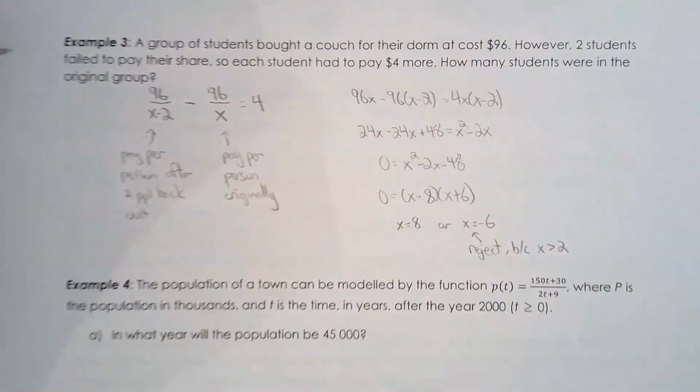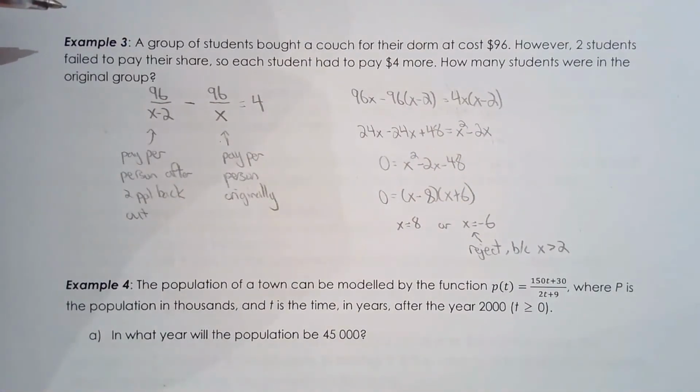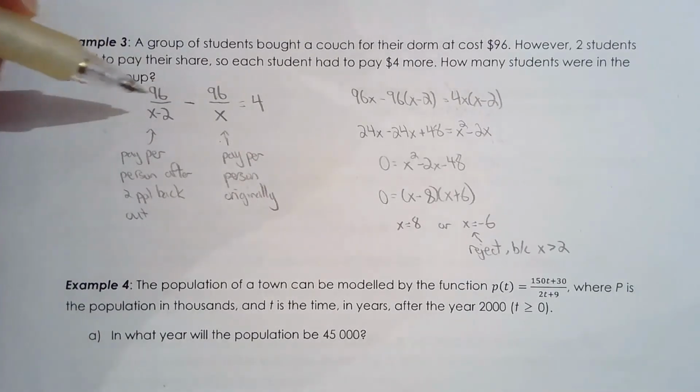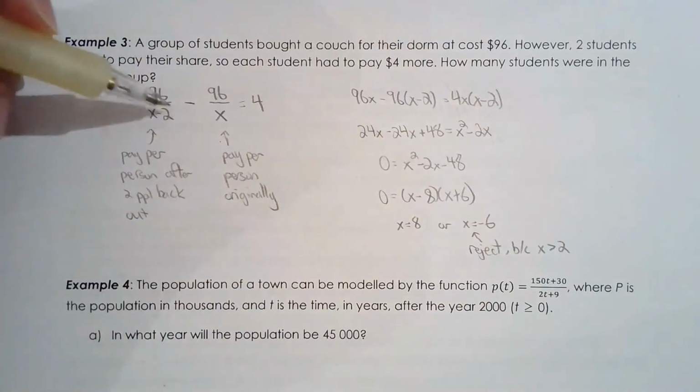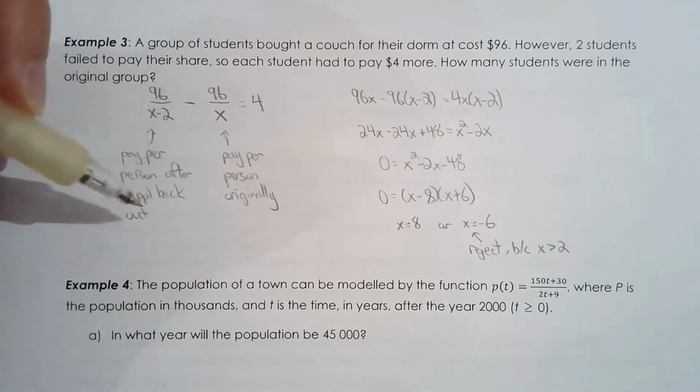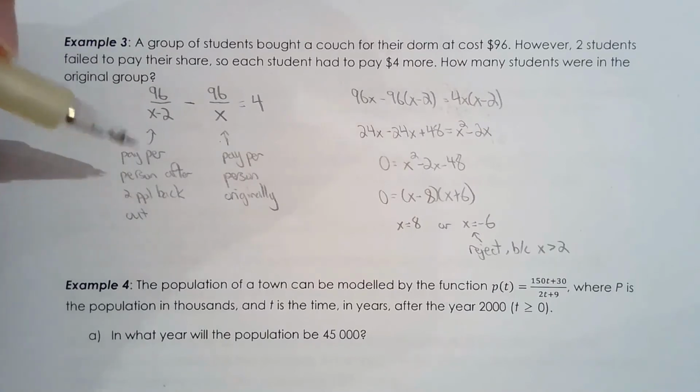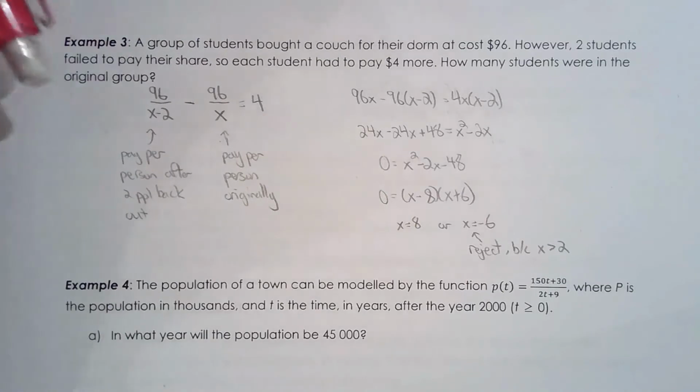Because x has to be greater than 2. X has to be a whole number greater than 2, because I can't have half a person. And I can't have 2 people because I know 2 people backed out. So I had to have had more than 2 people to begin with. Otherwise, it makes no sense whatsoever. So negative 6 is not greater than 2, so I'm going to reject it.